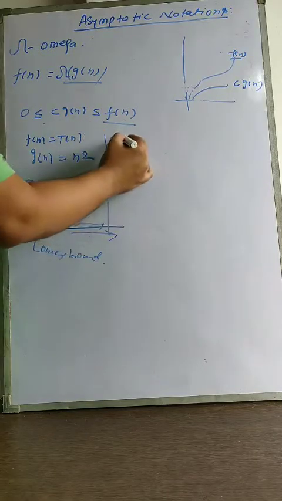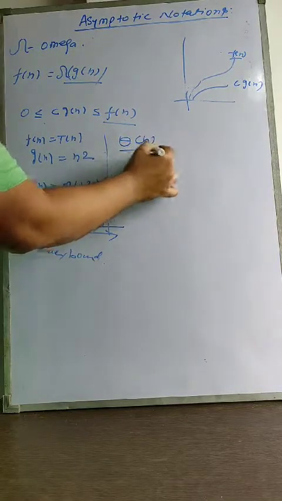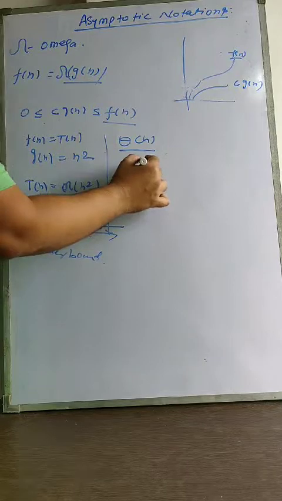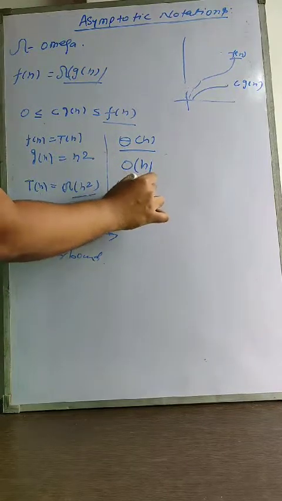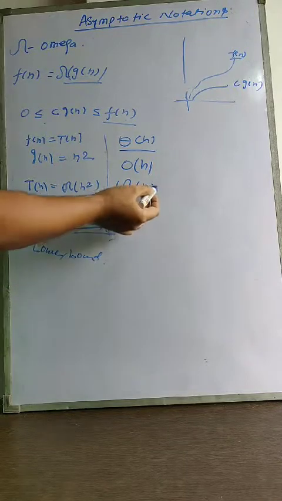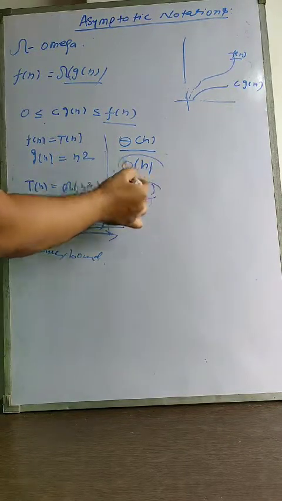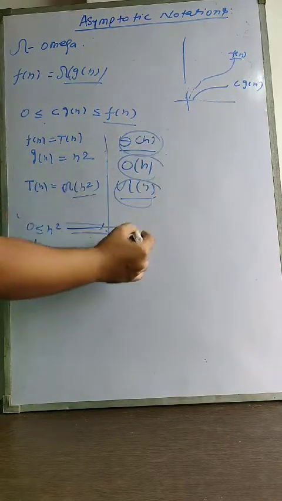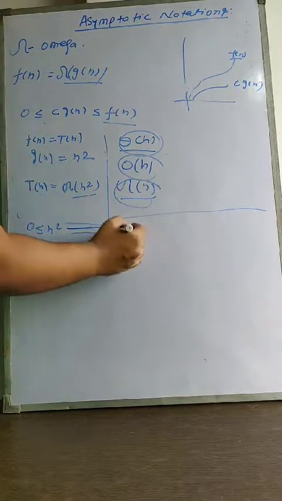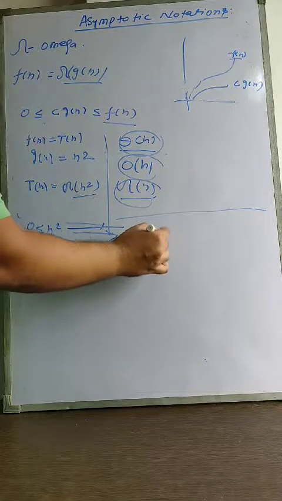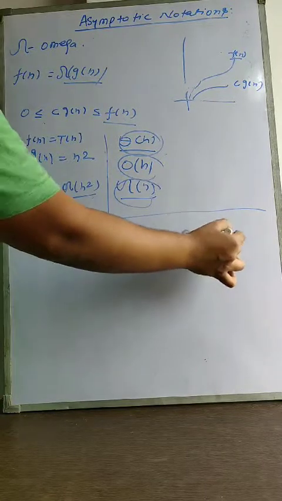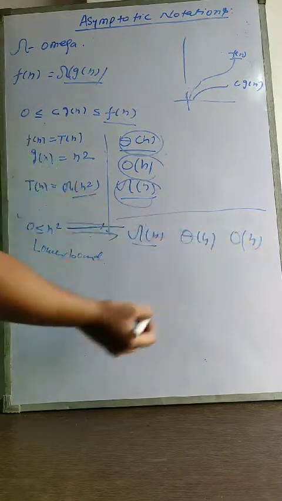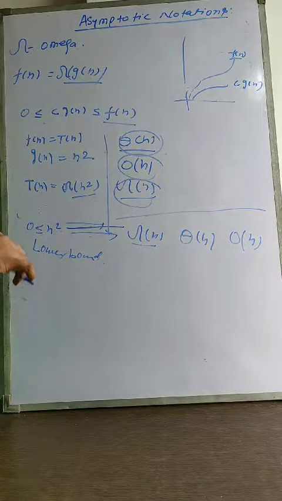First was theta notation, second was big O notation, third was omega notation. So this is our lower bound, this is our upper bound, and this is the sandwich. So if I reorder all three, this will look like omega of n, theta of n, and order of n. So which one is better?